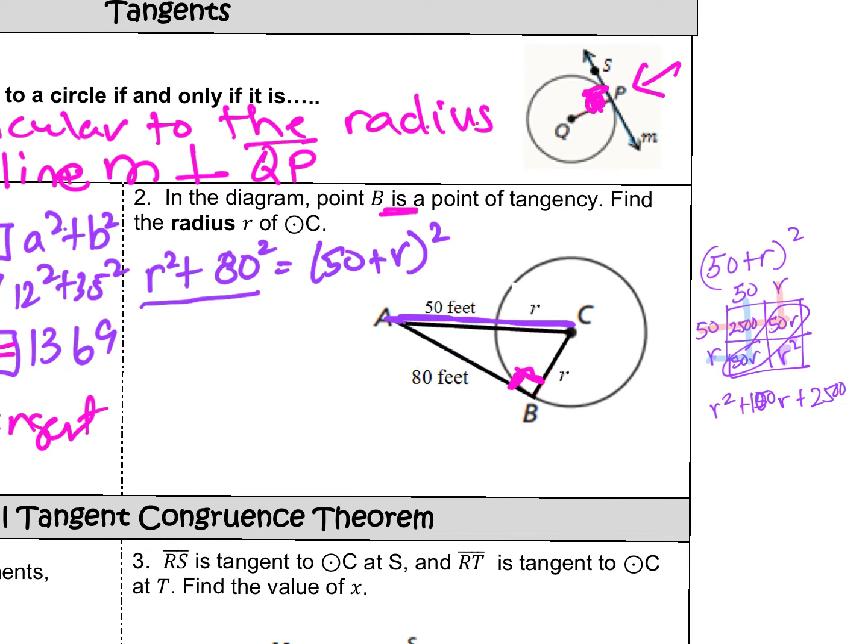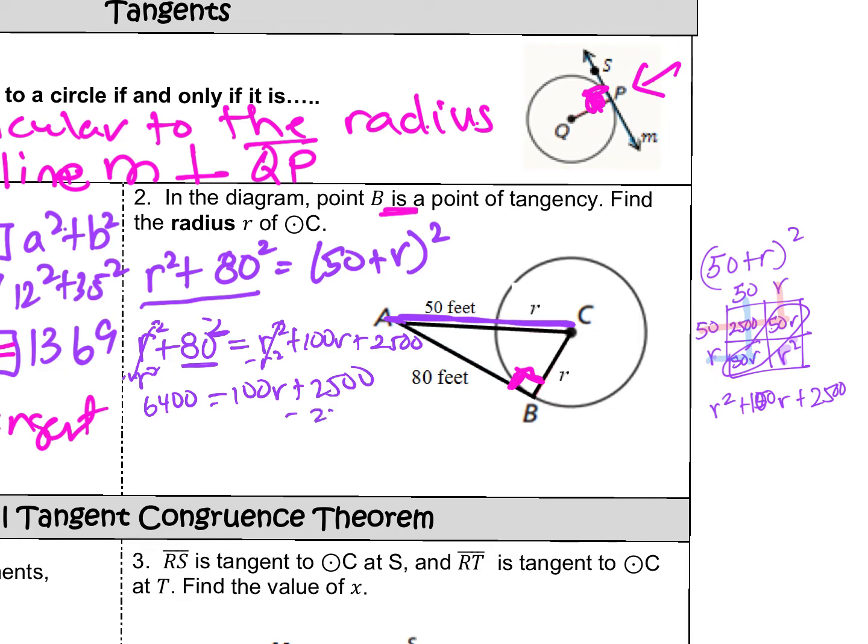So right now I have r squared plus 80 squared equals r squared plus 100r plus 2500. So subtract r squared on each side, so we will no longer have it. So 80 squared is 6400 equals 100r plus 2500. So I'm just working it out like a regular problem.